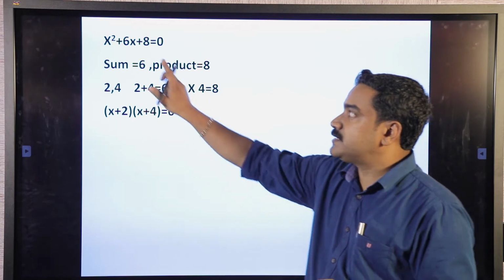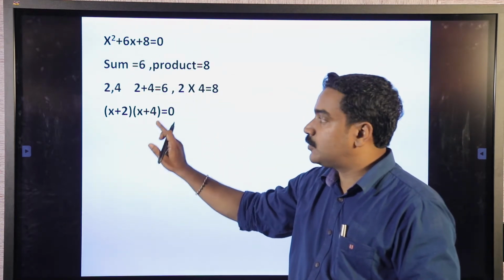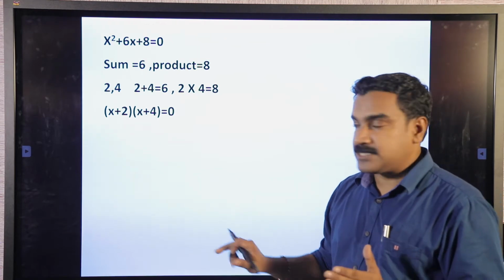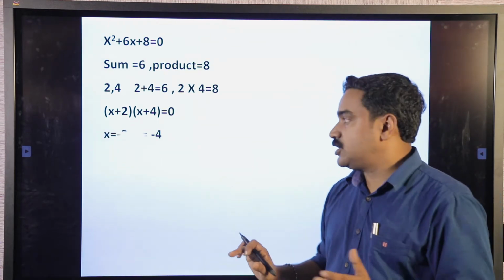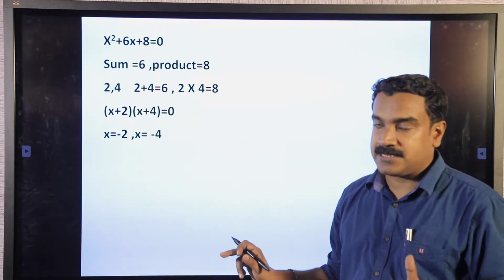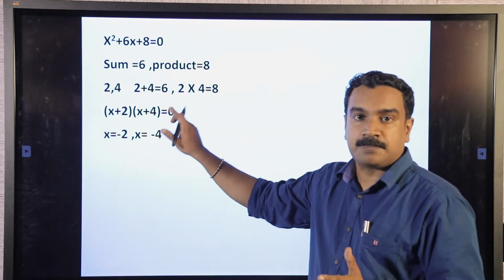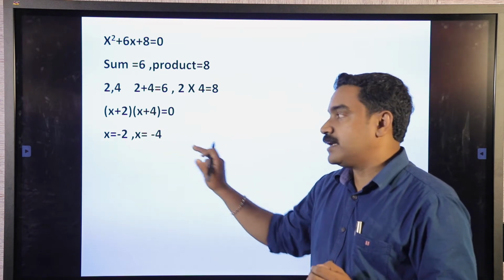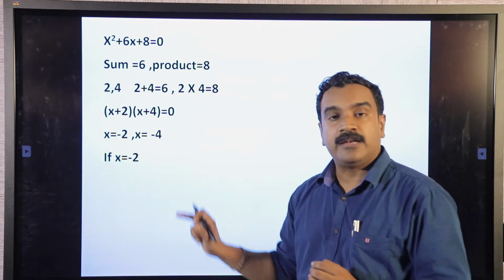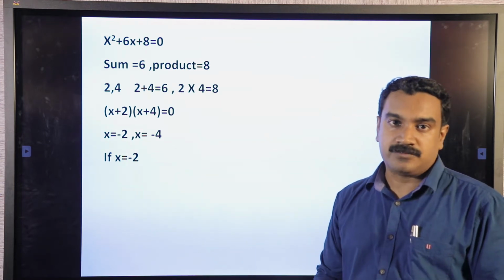So you can write this x square plus 6x plus 8 equal to 0 in this way: x plus 2 into x plus 4 equal to 0. Then the next step is to compare each bracket to 0. If x plus 2 equal to 0, you will get the value of x as negative 2. If x plus 4 is equal to 0, you will get x equal to negative 4. So you can say that negative 2 and negative 4 are the roots of this equation.